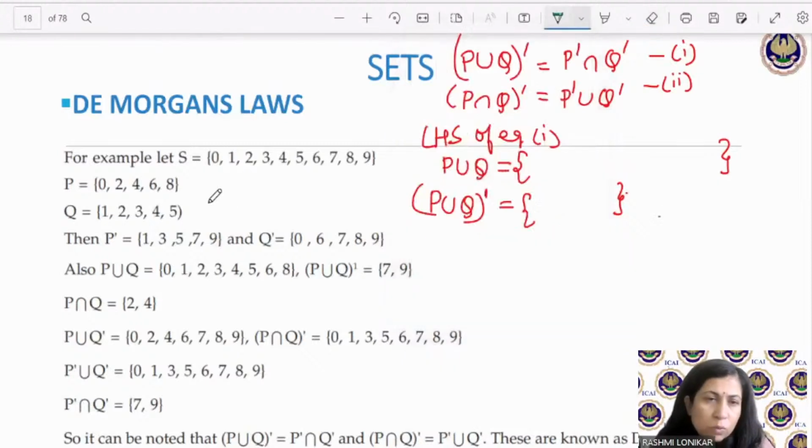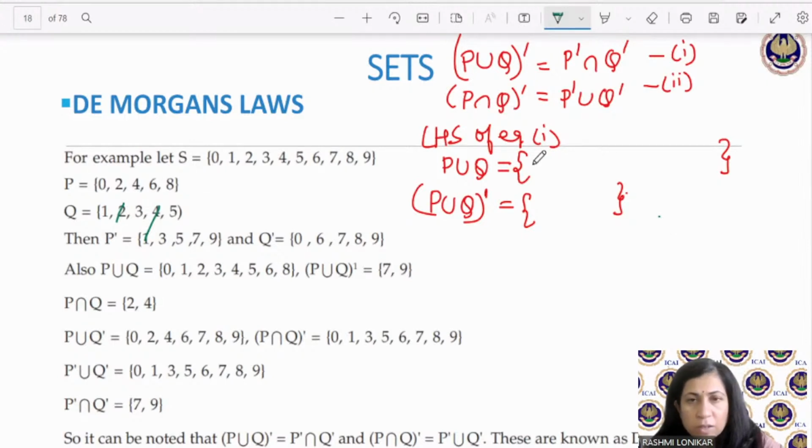So first what I do, P union Q. All the common elements, I will just cross them. So 0, is 0 present? No. 2? Yes, so I will cross it. 4 is present? Yes, I will cross it. So whatever remaining elements are there, I'm going to write them down.